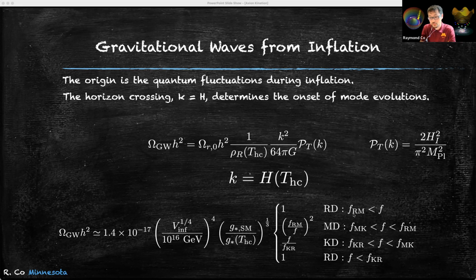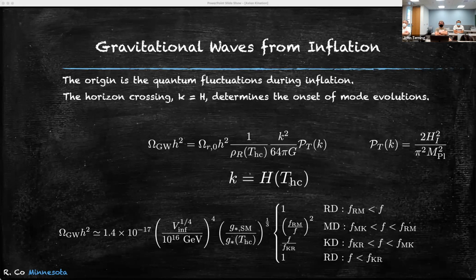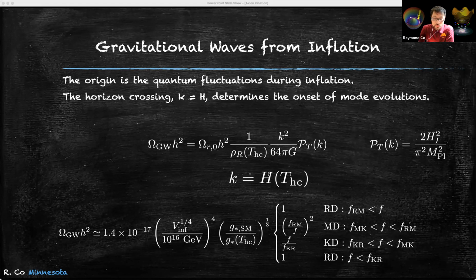Those f with subscripts simply tell you the frequency at which the horizon crossing occurs. So for example, f_RM is where horizon crossing occurs at the time of radiation to matter transition. The bottom line of this page is that from the formula, we can see it is directly proportional to the Hubble scale at horizon crossing. And if you have anything other than radiation-dominated era, you have an enhanced Hubble rate. With the enhanced Hubble rate, then you're enhancing the gravitational wave strength. So this matter-to-kination domination that we have gives rise to an enhanced gravitational wave spectrum.